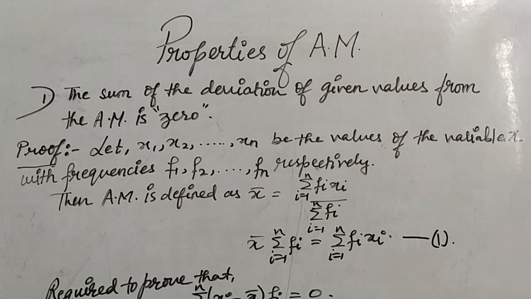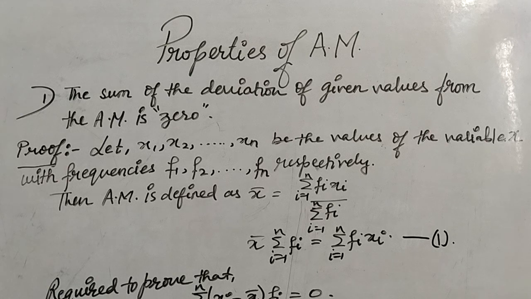Properties of arithmetic mean. Why do we need them? Because whenever we solve any kind of problem, we have to go through a lot of steps. In order to avoid that, we have to know certain properties, and whenever we apply them, we kind of memorize them so that we don't have to spend a lot of time solving a particular problem.